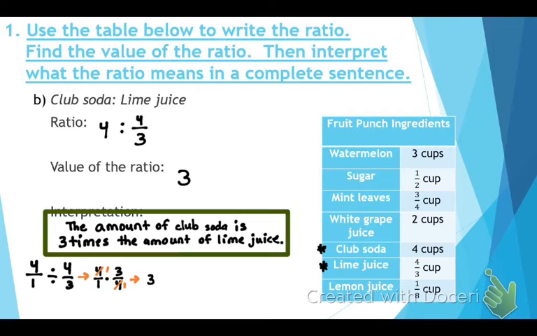Okay, so you need 3 times the amount of that. All right, so if you go back through when you're writing out your interpretation, if it doesn't make sense, try to figure out what it is that doesn't make sense about it, okay? So the correct answer is the amount of club soda is 3 times the amount of lime juice.